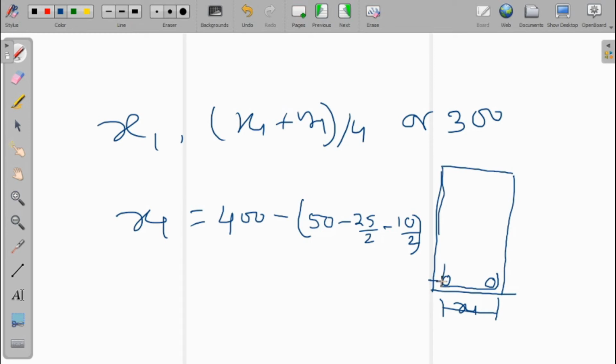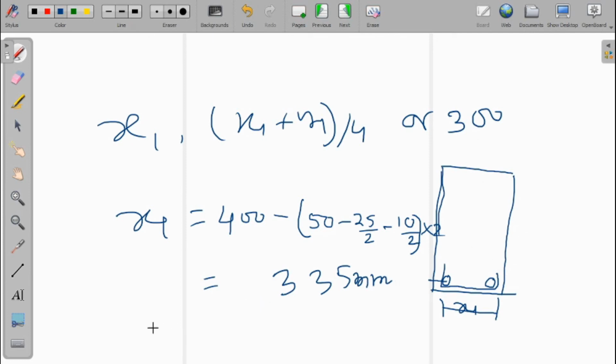Then I will get the distance from the center of the transverse reinforcement. This distance I have to deduct from here. I have to multiply it by 2, this side also and this side also. So now check how much this value is. 100 minus 25 minus 10 is 65. So 400 minus 65 is coming 335 mm.